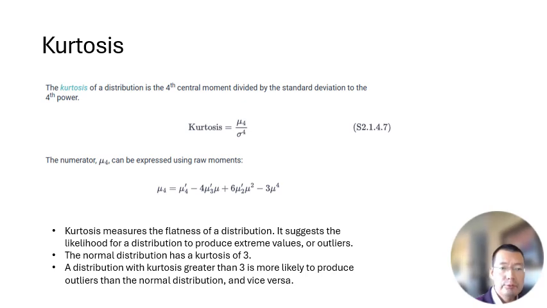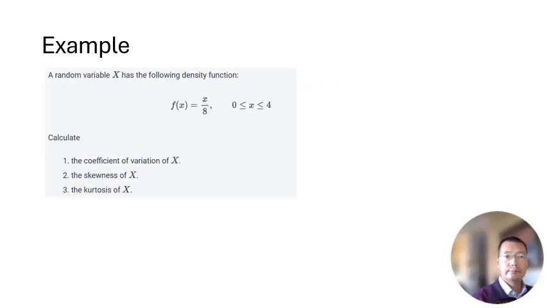Also, for mu4, we can use this formula to calculate it. If you want to derive it, it's similar, but we don't need to do this. Okay, let's look at this example. A random variable X has the following density function: f(x) equals x over 8, where x is in the interval 0 to 4. First, calculate the coefficient of variation of X.